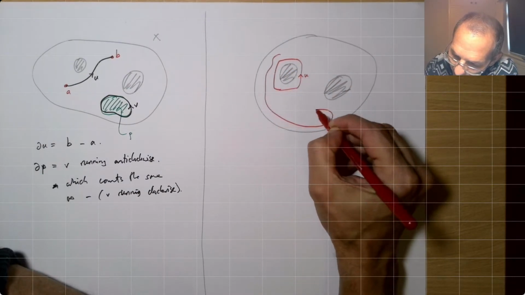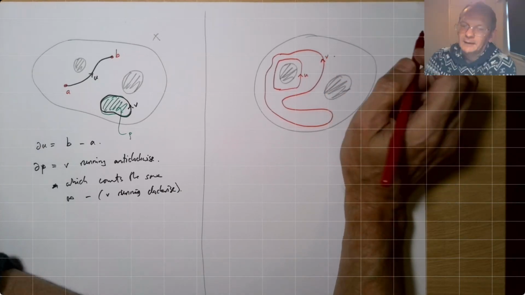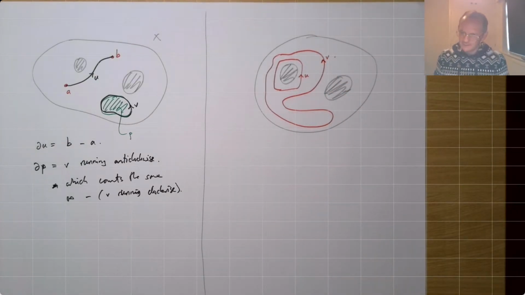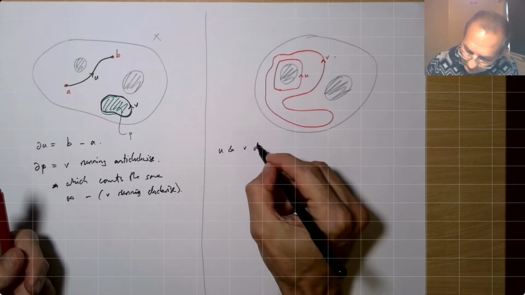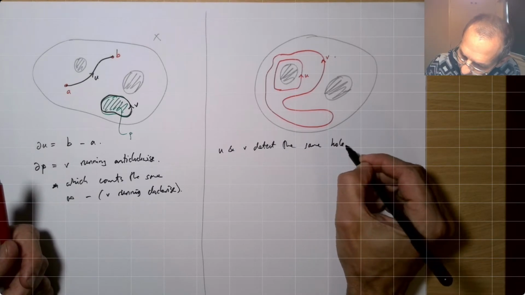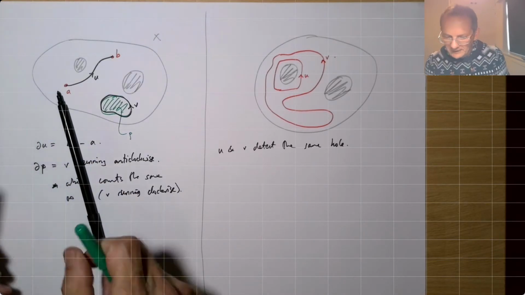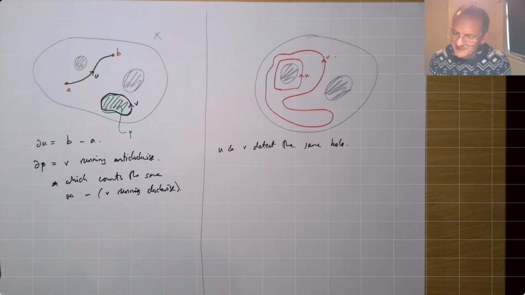Now let's consider this path here. Let's call this one V. Okay. So now the point is that U and V detect the same hole. Okay, so there's no real interesting difference. If we're just interested in counting the holes, there's no interesting difference between U and V. So how do we formulate that mathematically? Well, the point is that although U and V are individually not boundaries, the kind of space between them is a boundary.